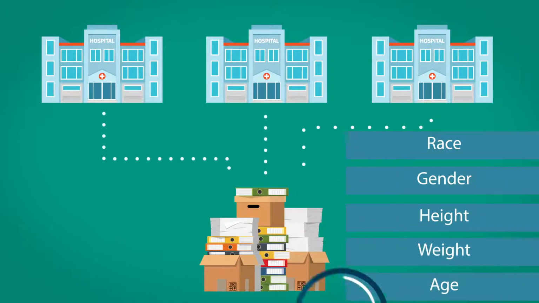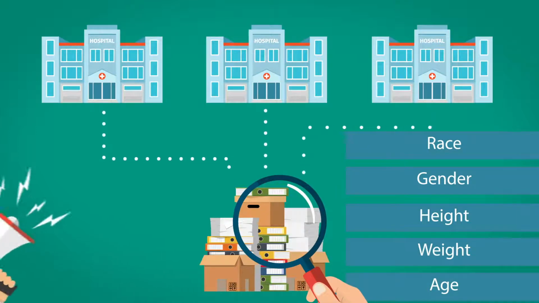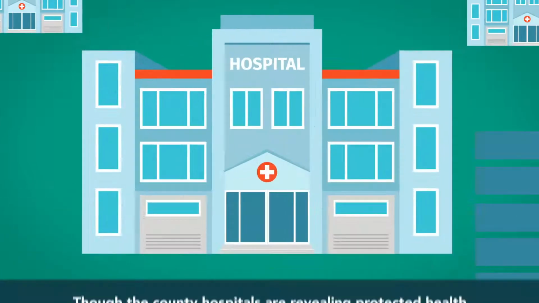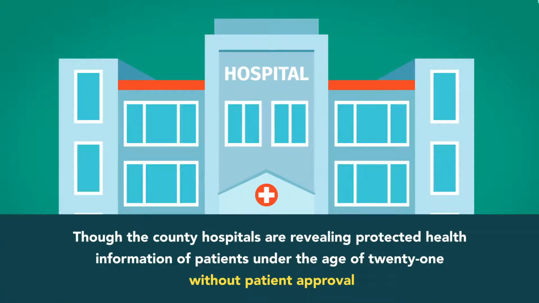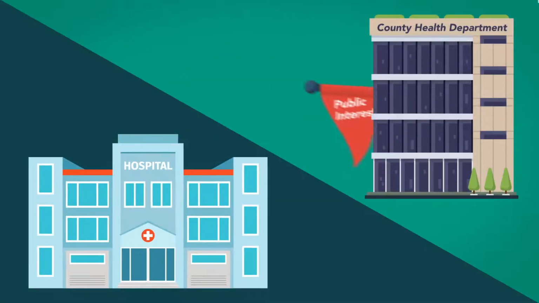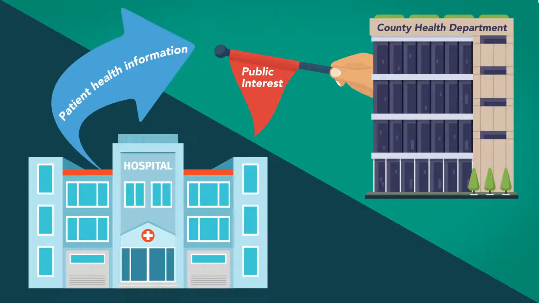The health department will analyze the hospital data on a weekly basis for internal use and inform the public about environmental conditions that can trigger asthma attacks. Here, though the county hospitals are revealing protected health information of patients under the age of 21 without patient approval, the health department's request falls within the HIPAA public health exception. The health department has clearly articulated a need for information and is receiving patient health information relating to public health activity.